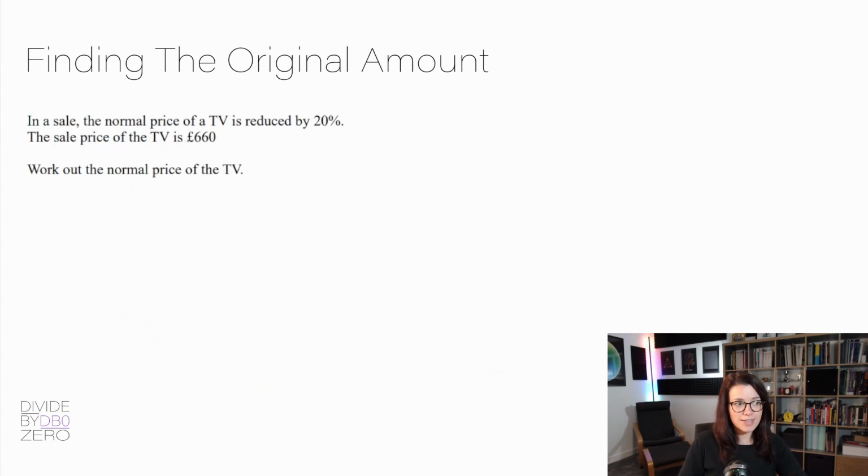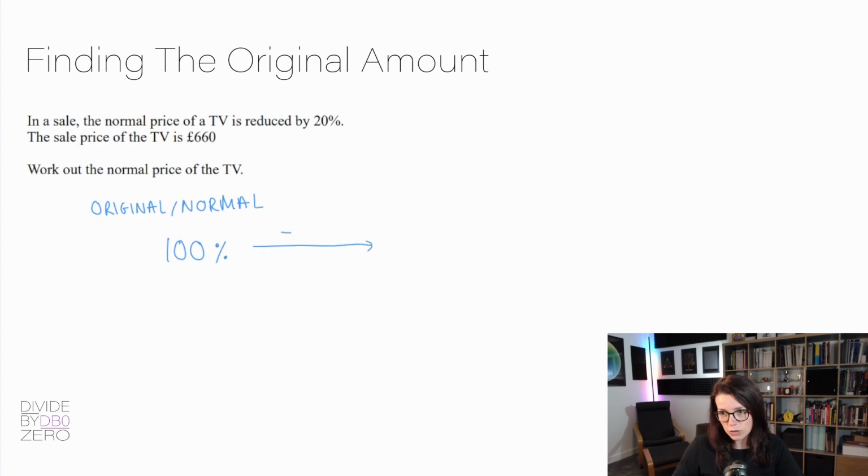Next idea, finding the original amount before a percentage change. So this question says, in a sale, the normal price of a TV is reduced by 20%. The sale price of the TV is £660. Work out the normal price. So work out the price before this sale happened. My preferred method for these kind of questions is to always think about the original or normal amount as being 100%. Then think about what's happening.